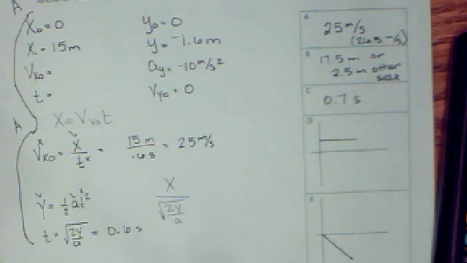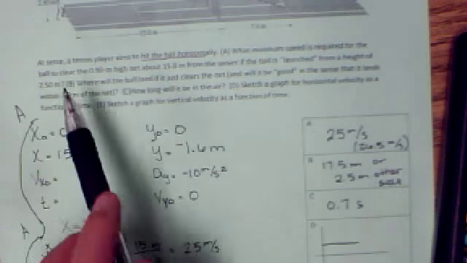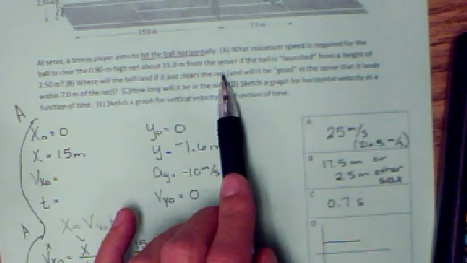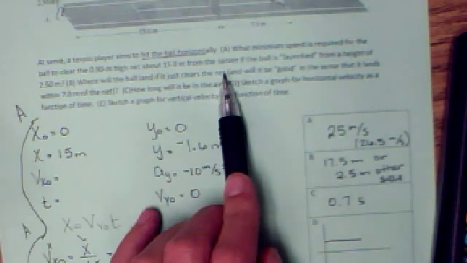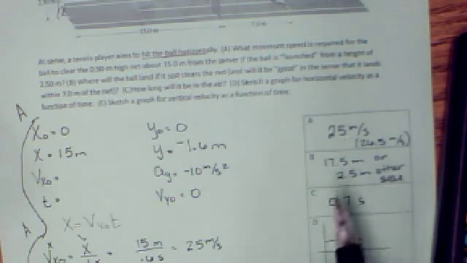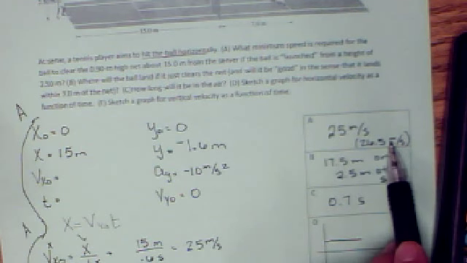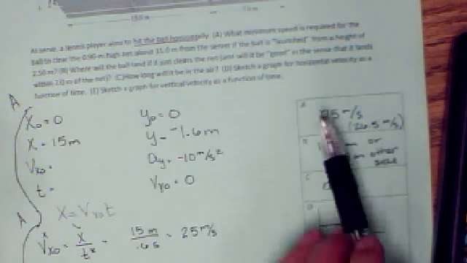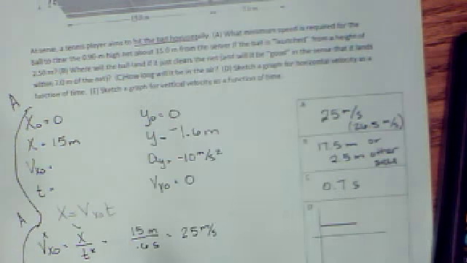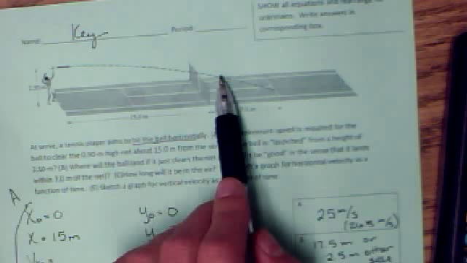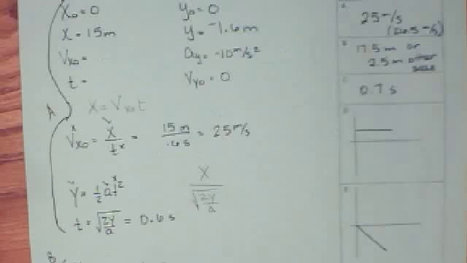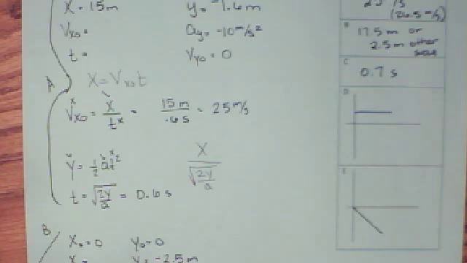Okay, for part B, the question is, where will the ball land if it just clears the net? So we know that Vx0, around 25 or 26.5, is the velocity it's going to be hit with to just clear the net. So now the question is, where will it land on the other side of the net? So I'm looking for x now, and it's no longer 15. It's going to be something greater than 15.